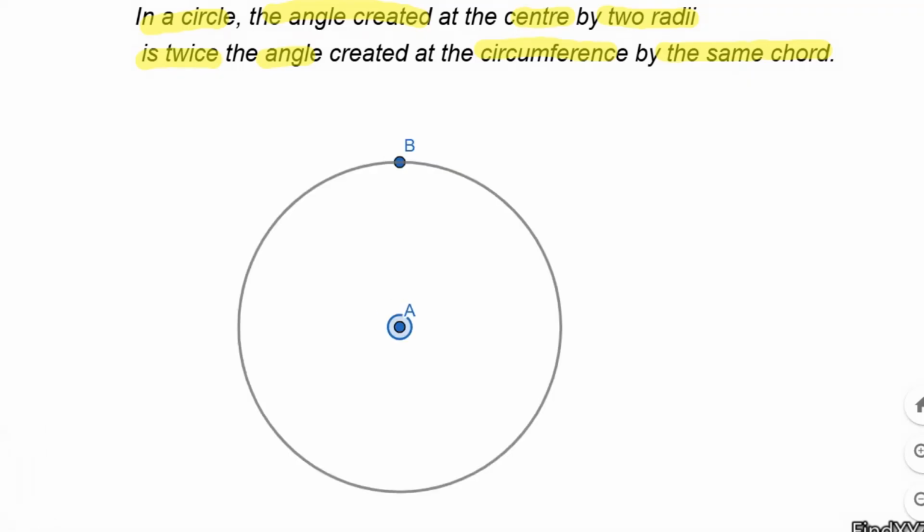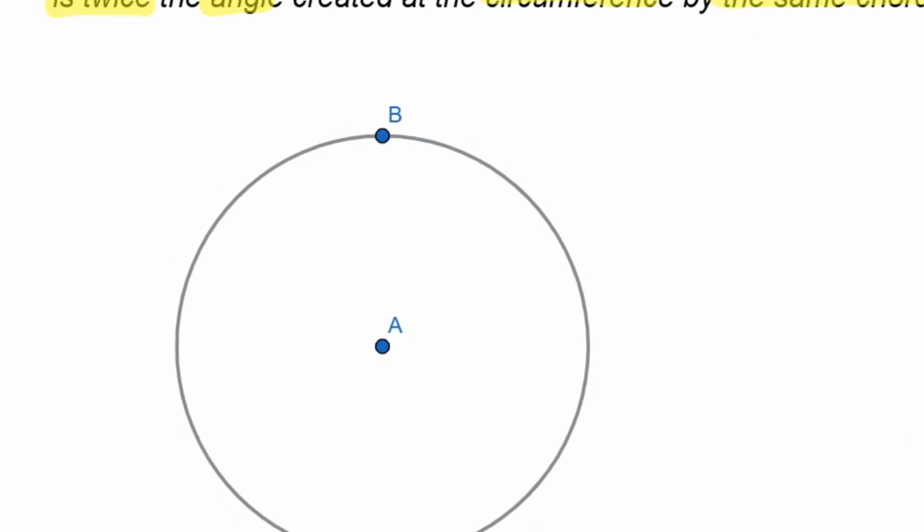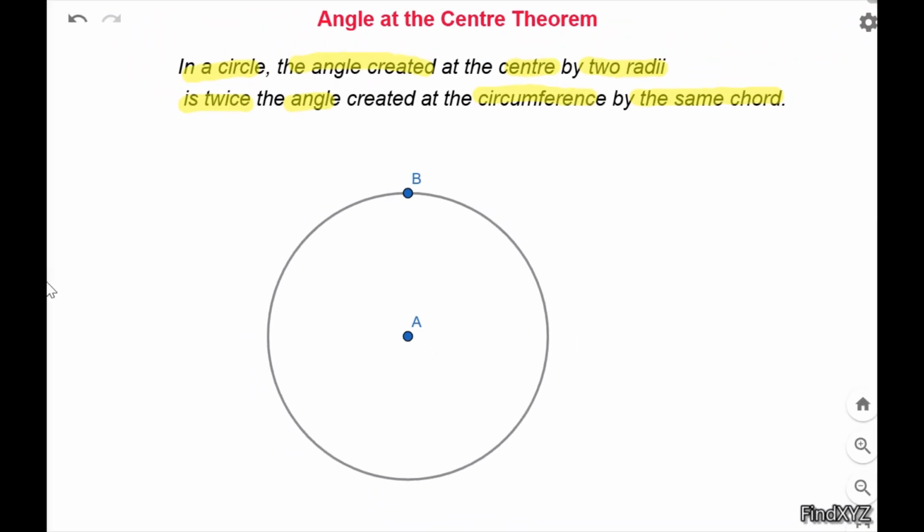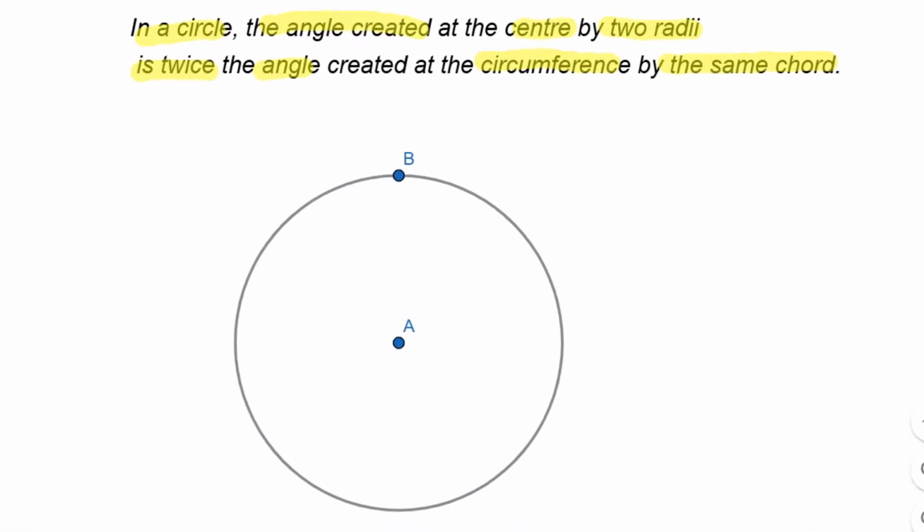Let's start by drawing our circle. So we have a circle with center A. Now the center is one of the most important parts of a circle. First, we need to create the angle at the center. The angle must be created by two radii. Now a radius is any line that is drawn from the center to any point on the circumference.